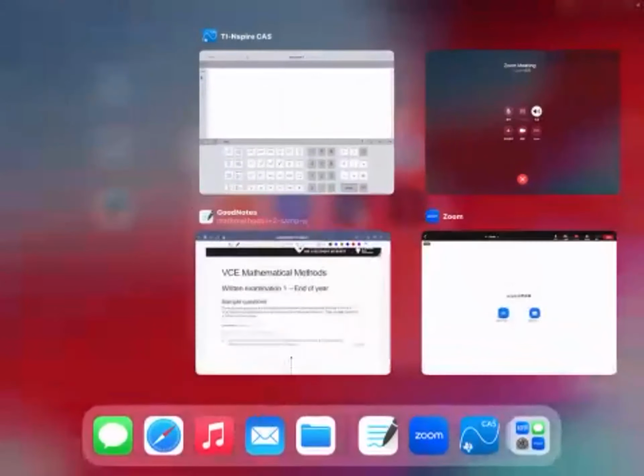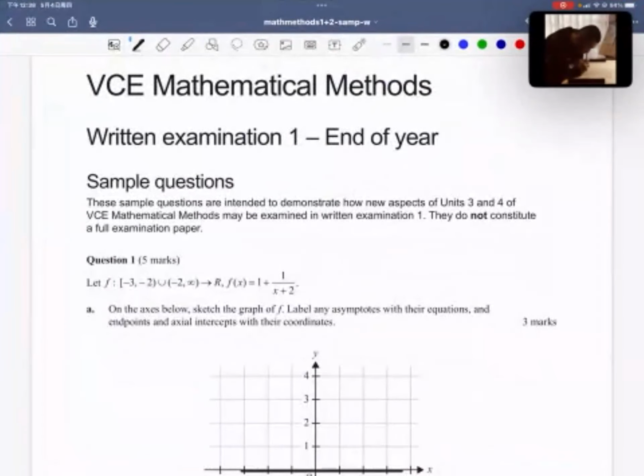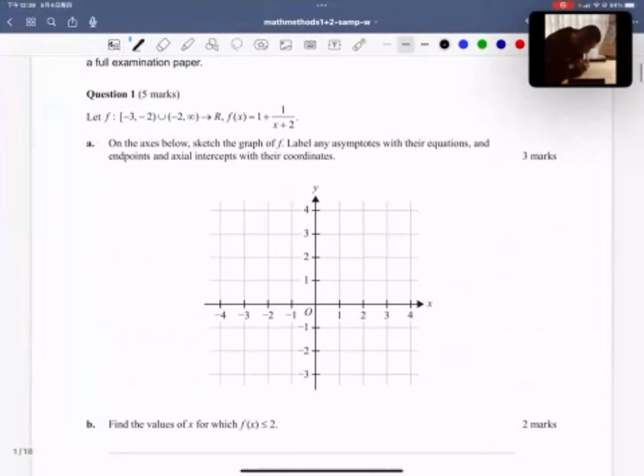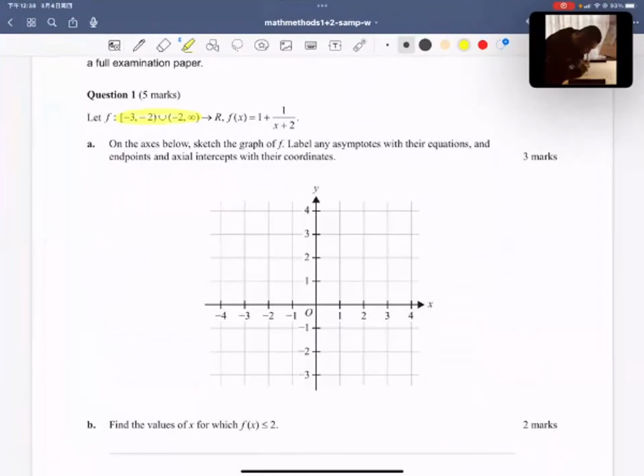Okay, let's have a look at the method sample exam paper questions. So I will start to go through the exam 1 sample questions. The first question was to sketch a rectangular hyperbola.